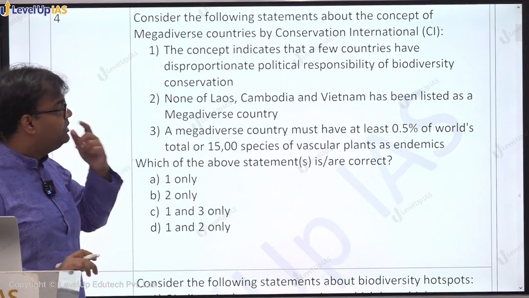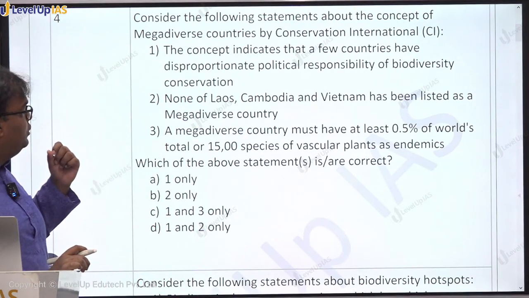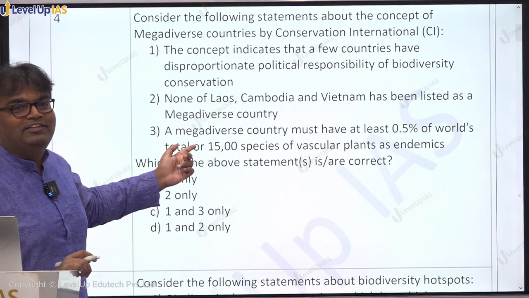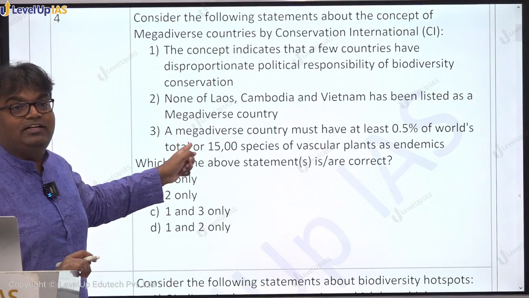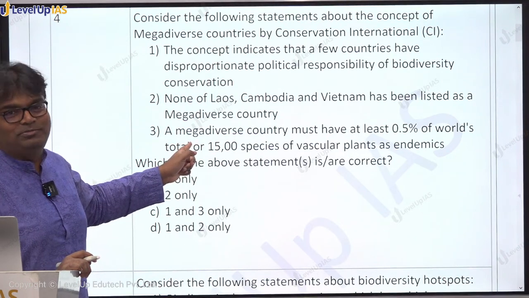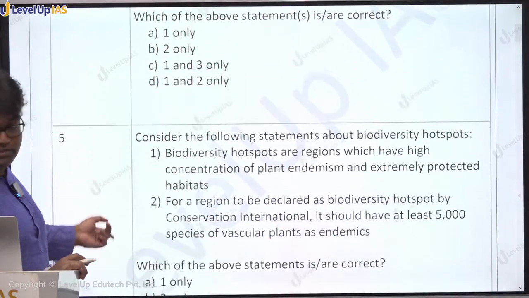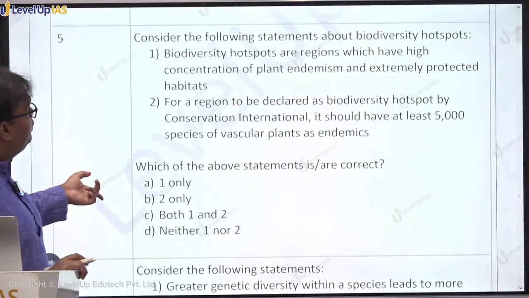A mega diverse country must have at least 0.5% of world's total or 1500 species of vascular plant is endemic? No, 5000 species. Ye kiska criteria hai? Biodiversity hotspot ka. Right? So what is the answer? Fourth ka answer is D. Fourth answer is D. Let's come to question number 5.